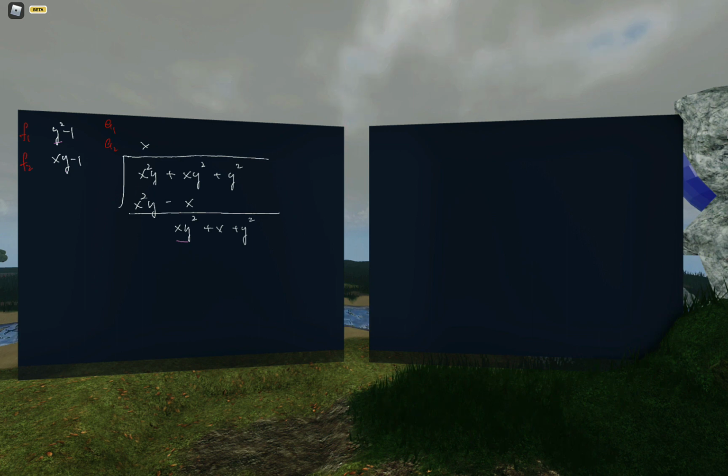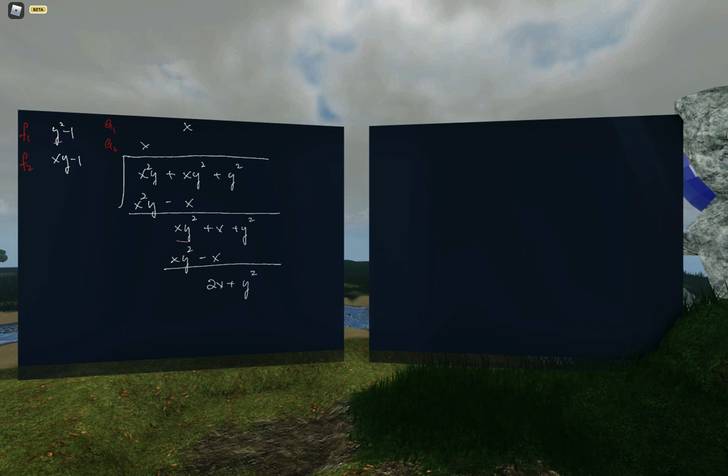Try to erase this, right? We try to eliminate this term, and so now we multiply F1 by x to get something that will work. And so this will be x squared y, xy squared minus x. And so when we subtract these two, you get 2x plus y squared, and now 2x is the leading term.